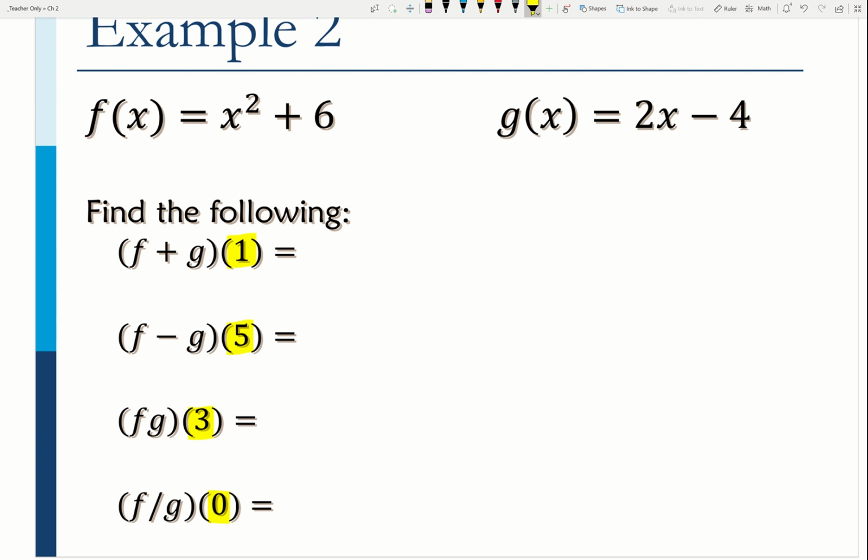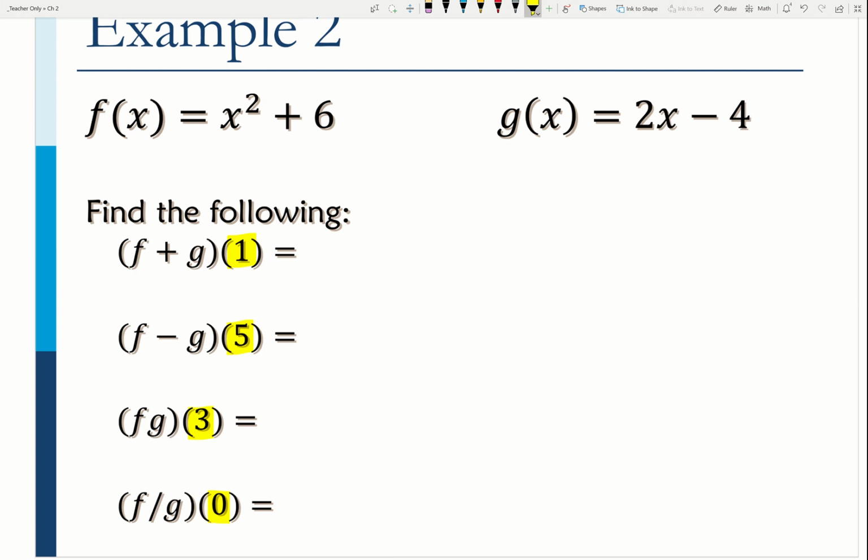So as for the output of f when you input a 1, that is going to give you 7. And as for the output of g when you input 1, that is going to give you a negative 2. And so if we have 7 plus negative 2, of course, that's going to give us a positive 5 here. So when you have an input that is a value we know, like 1, we should expect an output that is a value that we know, like 5.